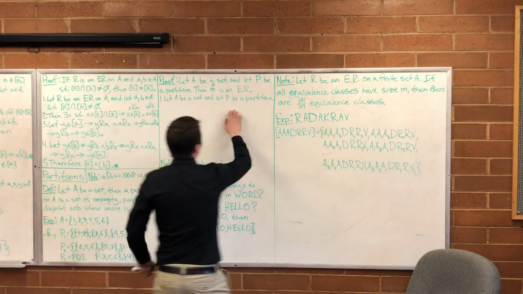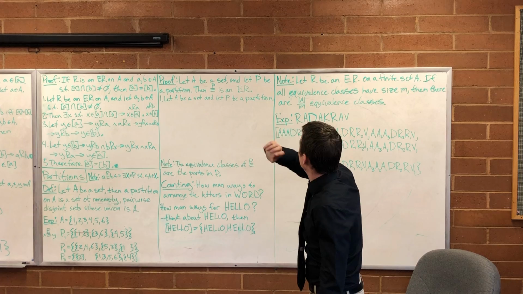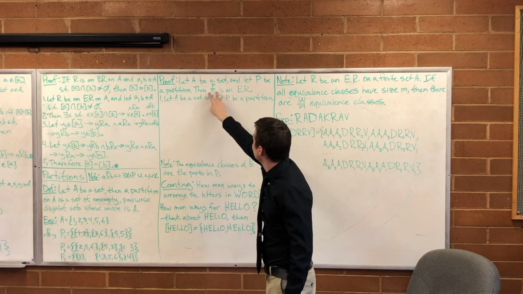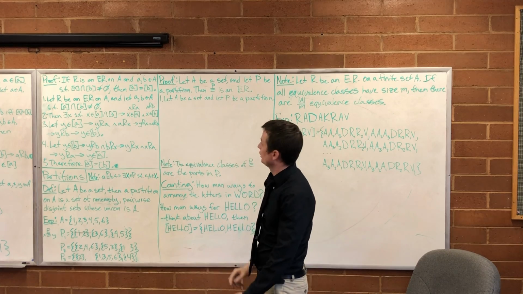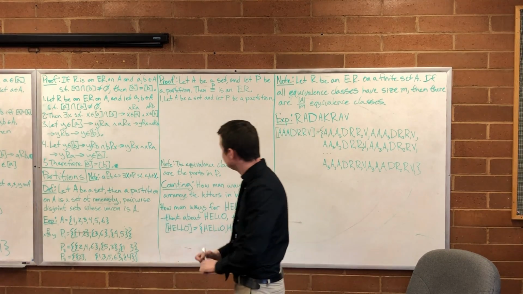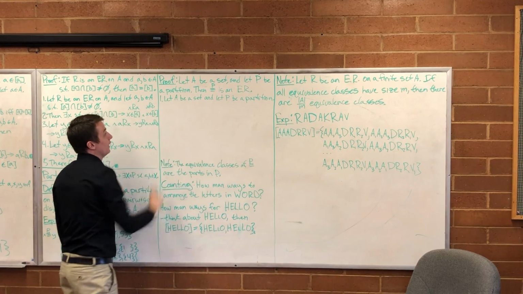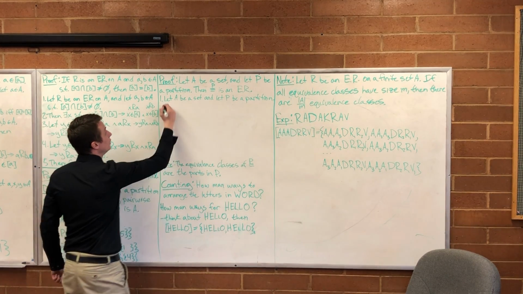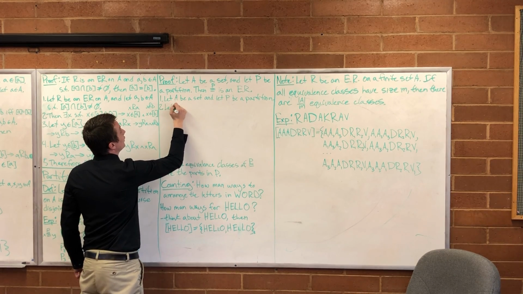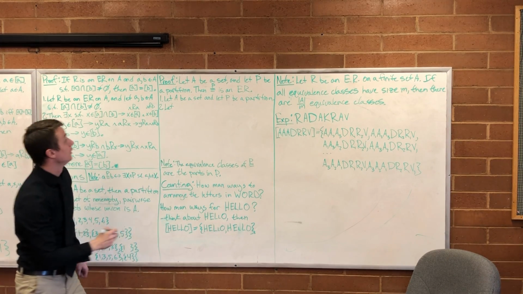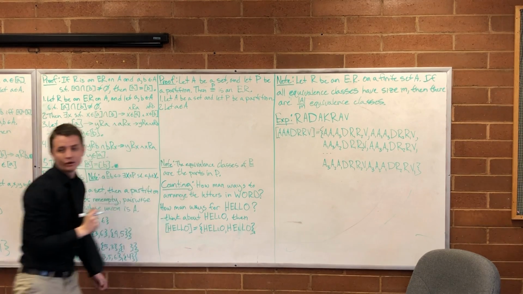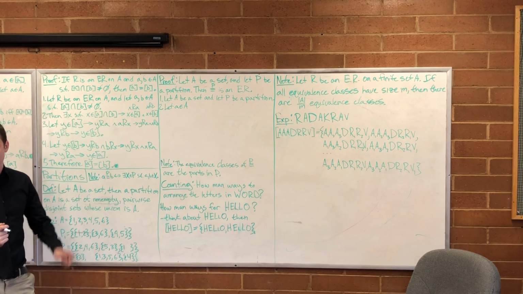Okay, so let's prove that it's an equivalence relation. Let A be a set, let P be a partition, then "is in the same part" is an equivalence relation. So we need to show it's reflexive, symmetric, and transitive. Let A be a set, let P be a partition. Let a be anything in A, and we need to show that a is related to a.